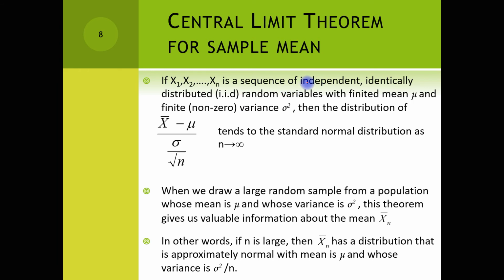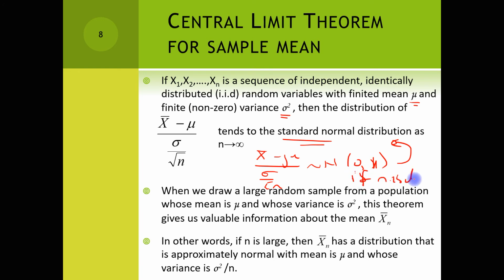If you have a sequence of independent, identically distributed random variables with finite mean mu and finite variance sigma squared, then the distribution of x bar minus mu divided by sigma over root n follows a standard normal distribution. So this is a different way of writing down what I've just explained. This follows a normal distribution with mean 0 and variance 1. This is what it is telling you here. If n tends to infinity, if n is large, it's another way of expressing the same thing.